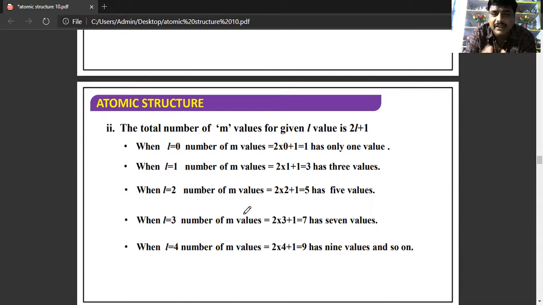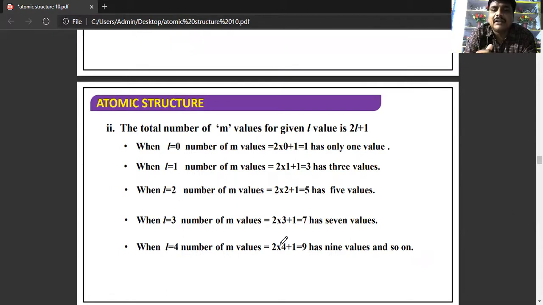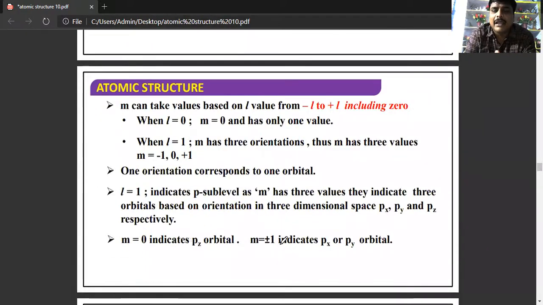The m value always depends on the L value, that is the azimuthal quantum number. When L is equal to 0, m is also 0. When L is equal to 1, the number of m values is 3. When L is equal to 2, it has 5 values and so on. So that is the magnetic quantum number.